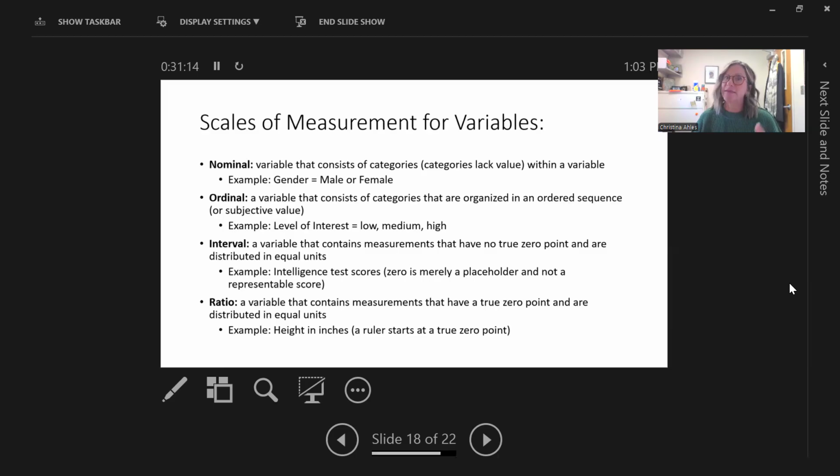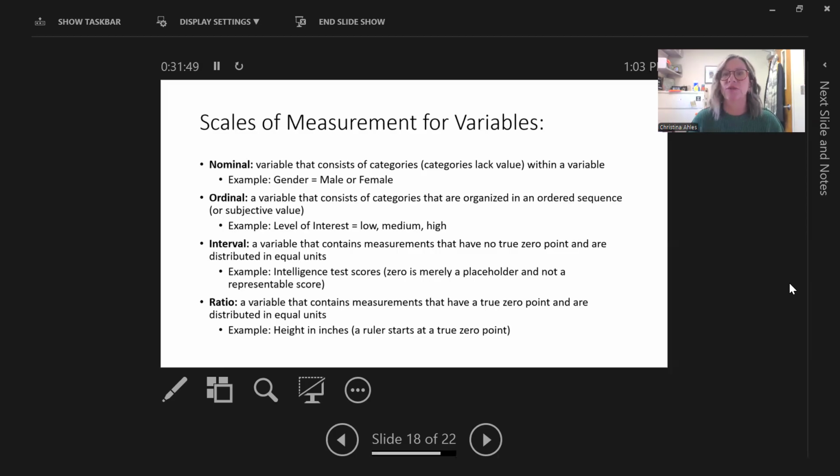Ordinal, on the other hand, is categories, but they're usually in an order or a ranking, some subjective value. So again, if I was to ask you, what is your level of interest in this statistics class? And I give you the choices, low, medium, high. High is a higher level of interest than low, but we can't subtract low from high and get a quantitative difference. But there is a subjective value difference between them. So ordinal is ordered data, ordered categories.